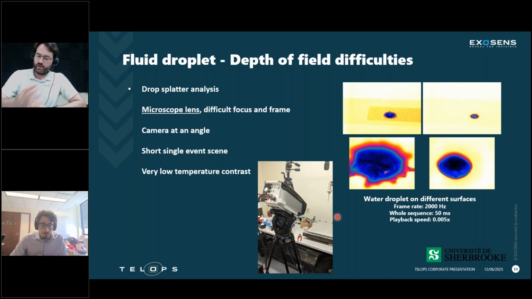So these kinds of tests are very difficult and need a lot of optimization depending on the depth of field you have with your lens here. It's quite narrow. Camera at an angle, those very short single event scenes. So a nice measurement that was done at the University of Sherbrooke with the group in mechanical engineering.